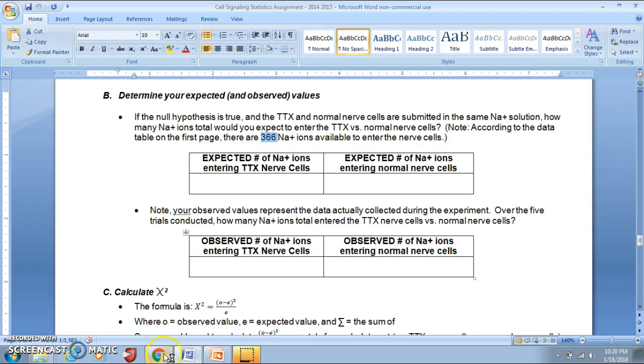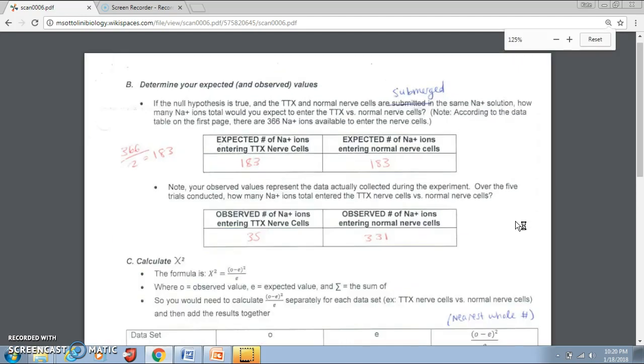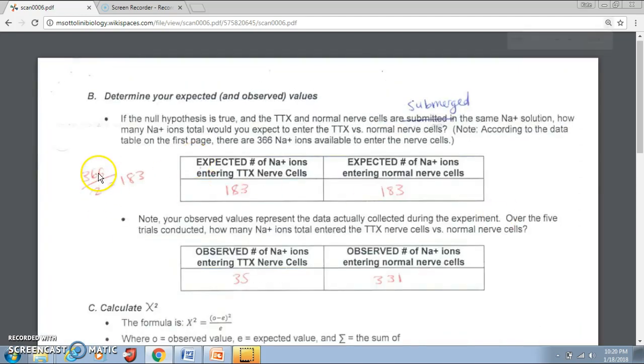So, what I did was I took 366 and divided by 2, and I ended up with 183 as my expected values for both TTX and normal nerve cells.